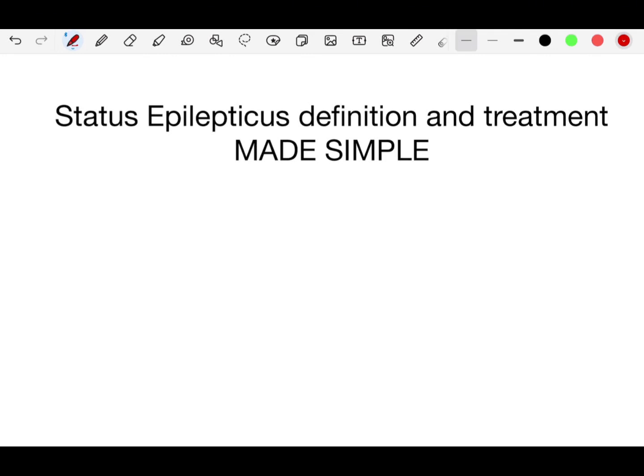Today we're going to be discussing status epilepticus. I'll be providing a definition for it, and then I'll be giving a treatment algorithm that should be able to help you get an idea for how to treat this. Alright, well let's go ahead and get into it.